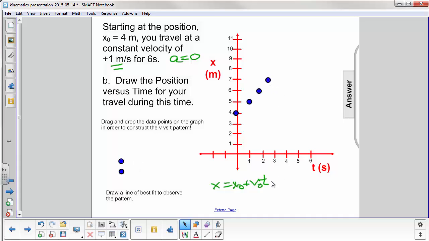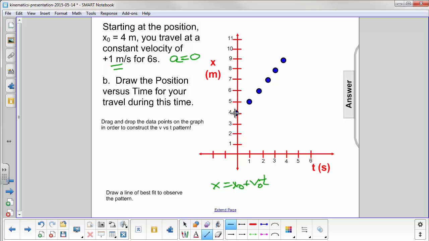Time 4, 4 times initial velocity of 1 is 4, plus 4 is 8. So time 4, we go to 8. And likewise, time 5 will be at 9. So there, we've dragged and dropped the positions. That looks to be a straight line.